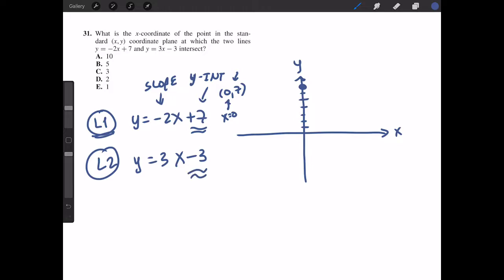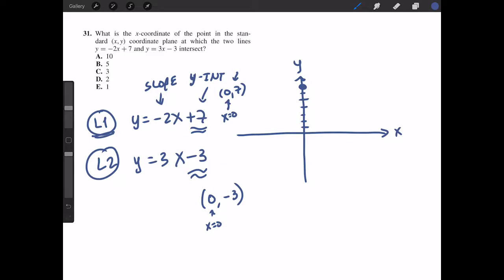So on line 2, what would be the y-intercept? Well, it's the same x value of 0 because it has to be on the y-axis. So x will always be 0 for the y-intercept point. But you see the subtracting 3, that means this is a negative 3. So for line 2, we know that its y-intercept is going to be at (0, -3). We'll plot that in a second.